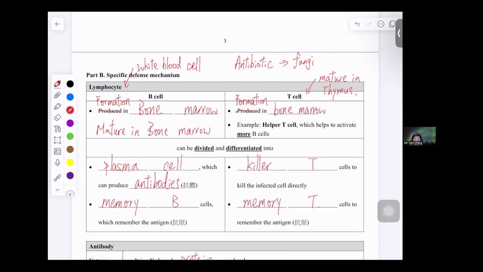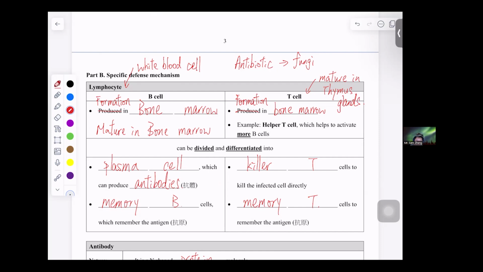For B cells, they mature in the bone marrow. But the T cells will mature in the thymus, the thymus gland. Then we will see that B cells and T cells are slightly different.